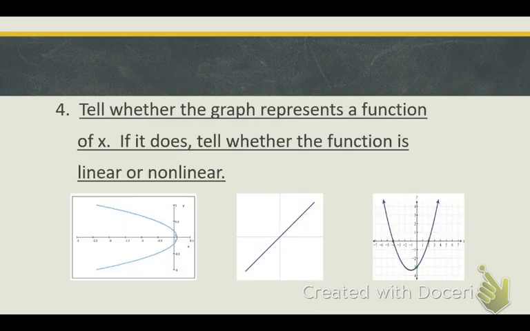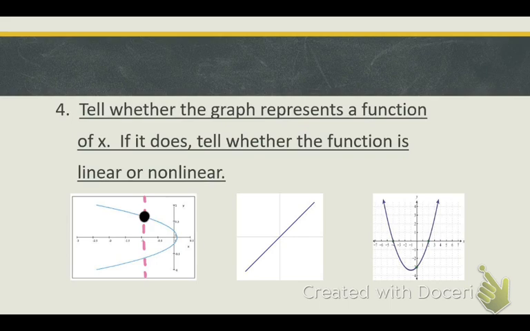This one says, tell whether the graph represents a function of x. If it does, tell whether the function is linear or nonlinear. How can I tell if something's a function? By doing the vertical line test, okay? So remember, that's anything that goes up and down. How many times is it allowed to touch in order to pass the test? Only one time. How many times did this pass?